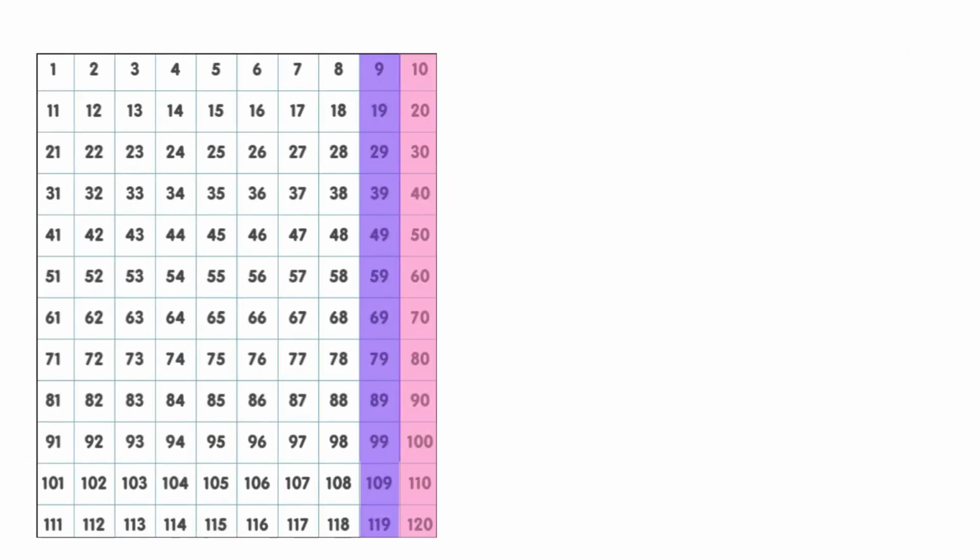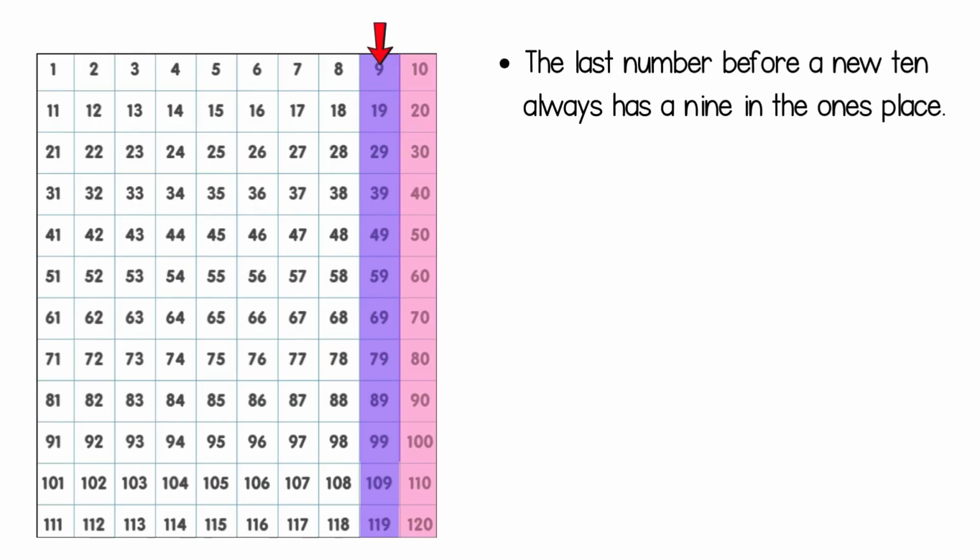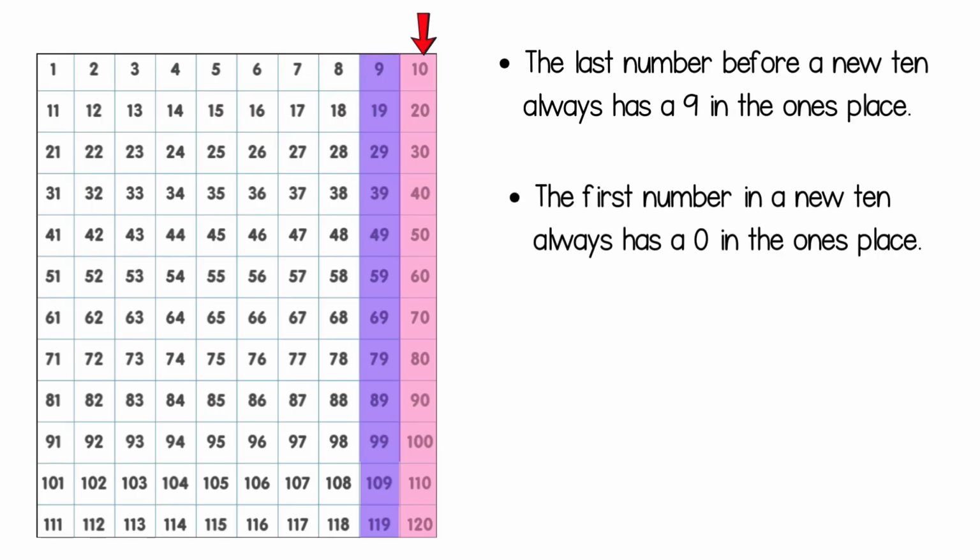Wow! Today, we learned something super cool. Let's do a quick review. The last number before a new 10 always has a 9 in the ones place. The first number in a new 10 always has a 0 in the ones place. This pattern keeps going even past 100. Numbers follow a pattern, and that helps us know what comes next when we count.